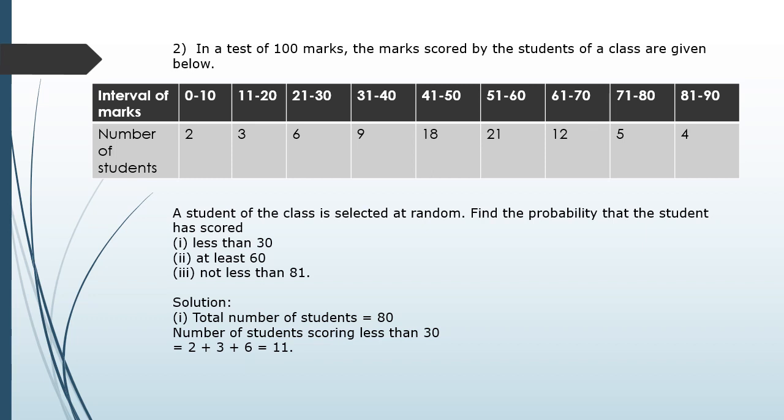Alright, I hope the last example is clear to you all. Now we'll move further to this example. In a test of 100 marks, the marks scored by the students of a class are given below. Now, a test of 100 marks total was taken, and we haven't been given the total number of students over here.